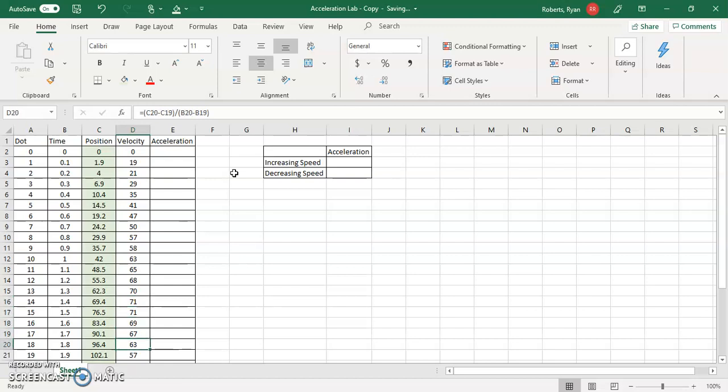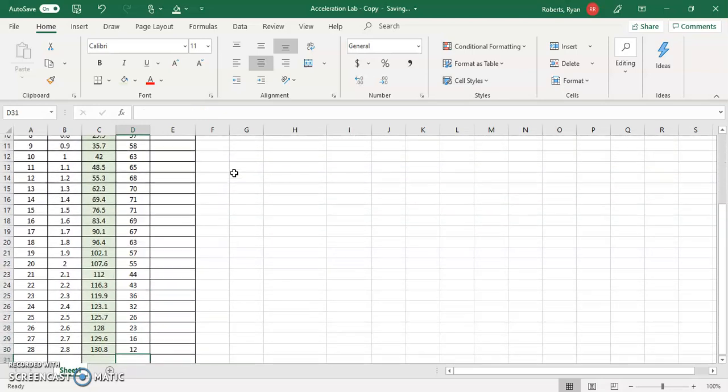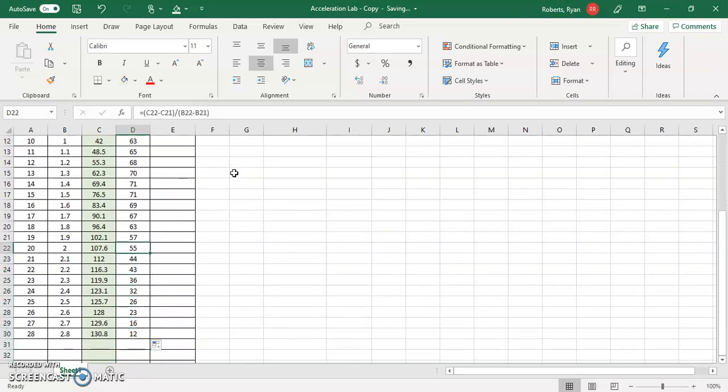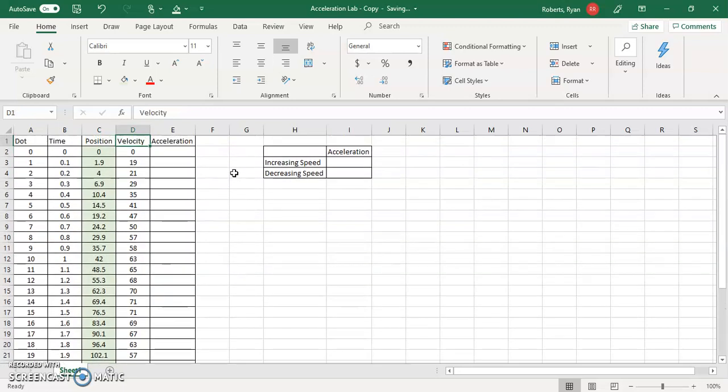And then after that, my velocities are starting to get smaller again. So we're approaching 0. So we have a period where we are speeding up for about the first 1.4, 1.5 seconds or so. And then after that, we have a period where we are slowing down for the rest of my data. And now acceleration.